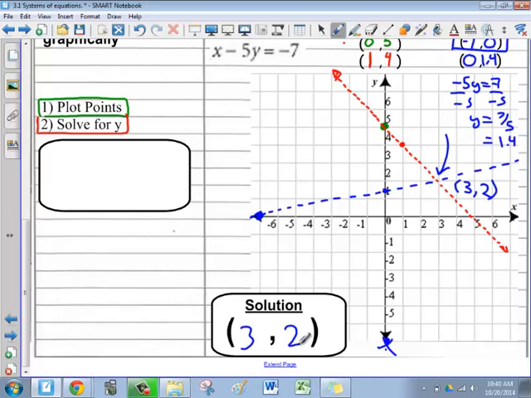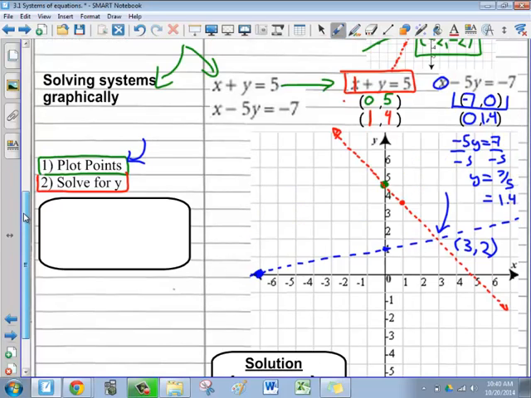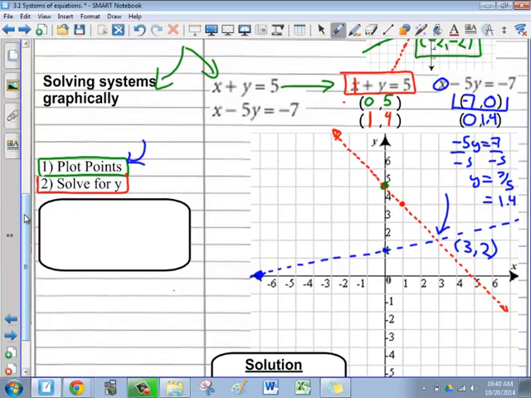So that's using the plotting of the points. You can just pick the x values or the y values and figure out the other value because these are linear functions. The other way to do this is to solve for y. You take each of these equations right here and solve for y. Let's take this equation and solve for y.